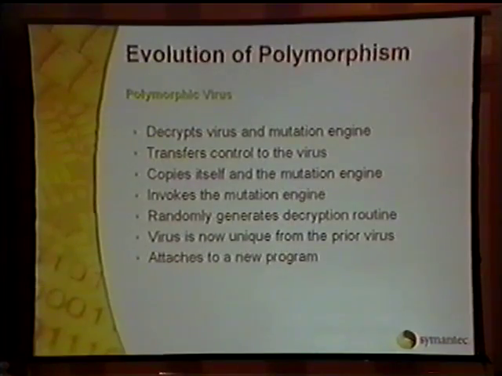The way it went about it was that it decrypted the virus and the mutation engine, then it transferred control to the virus on the computer. It again copies itself, and now it copies the mutation engine and invokes it, which generates a decryption routine, and now the virus is unique, and it attaches itself to a new program.